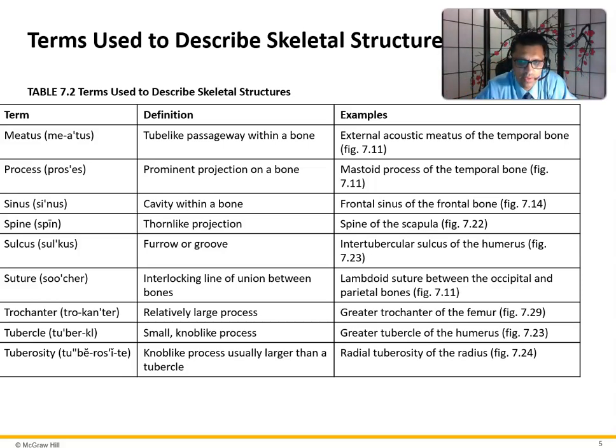Trochanter. You have the greater trochanter of the femur. So the femur is your thigh. Tubercle is a small knob-like process. So the difference between a trochanter and tubercle, if you look, trochanters are larger. And you know that the femur, which is your thigh, is larger than your humerus, which is right here. Tuberosity is a knob-like process, usually larger than a tubercle. So think of it as tubercle, then tuberosity, then trochanter. If you had to put it from small, medium, large, or tall, grande, venti, you know.